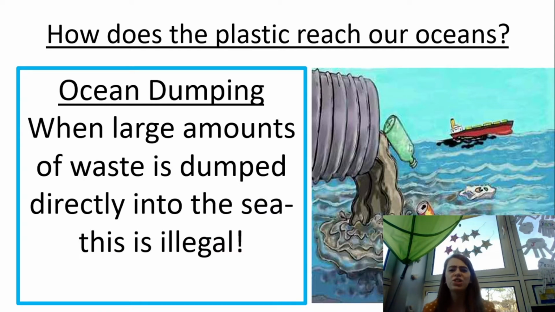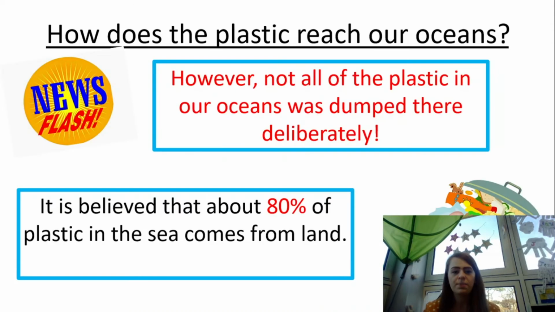So how is this plastic actually getting to the oceans? Are people just going to the ocean and throwing it in? Well, not really. There's ocean dumping, which is when large amounts of waste are dumped directly into the sea, and this is illegal, boys and girls. So some people and some companies are just dumping this waste into the sea. Other people are dumping it into rivers, which then reaches the seas and the oceans. However, not all plastic was dumped there deliberately. In fact, 80%, which is most of the plastic in the sea, comes from land.